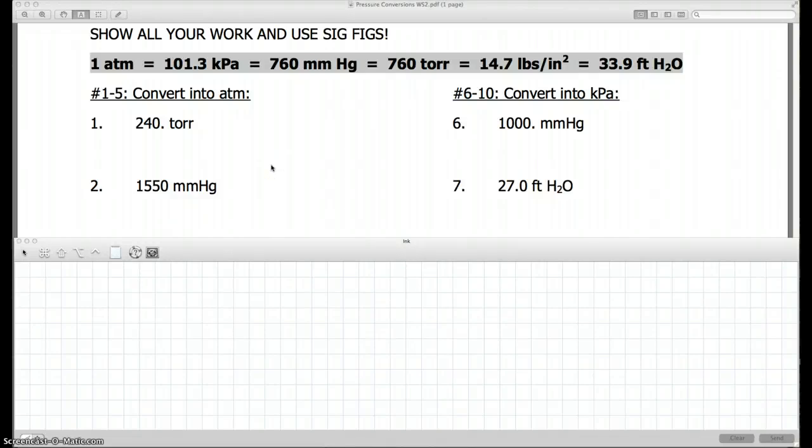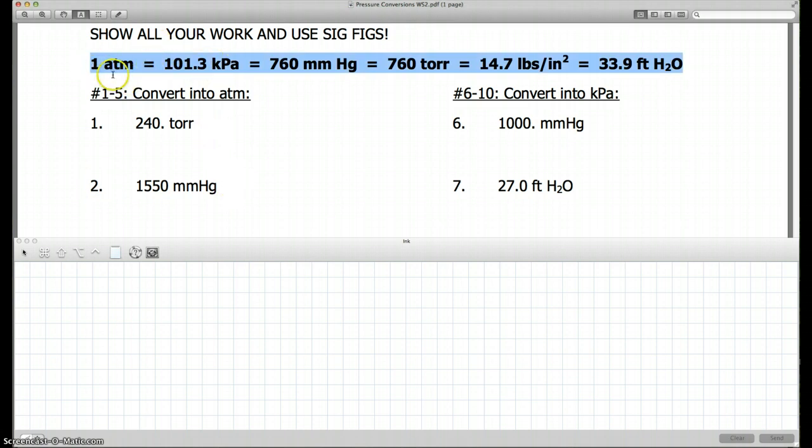Hi there. I just want to do a quick video on doing pressure conversions. You've done a lot of conversions throughout chemistry this year, so I think a lot of you have it down pretty good and could probably figure this out on your own. But I just want to do a few examples, just in case you're stuck. I'll do example one and example two on this worksheet.